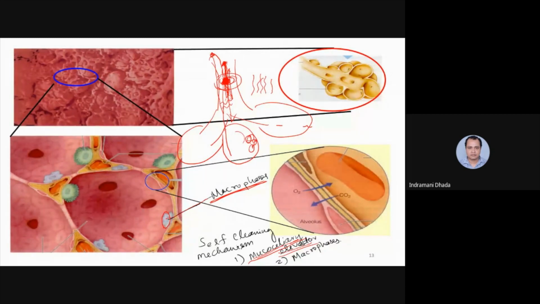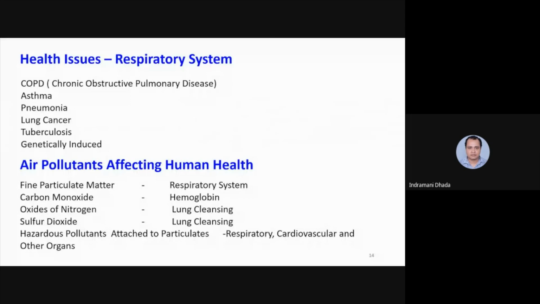Okay, now coming to health, what are the health problems we can have, like COPD or asthma or pneumonia or lung cancer, tuberculosis, or any genetically induced diseases. Okay, and fine particulate matter can cause respiratory system problems, or carbon monoxide. You know, carbon monoxide, if it enters into our body, what happens to our body if we are inhaling carbon monoxide?